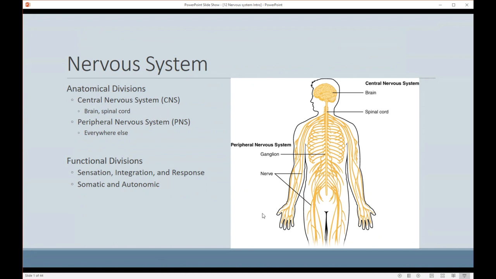Okay. Then we also have functional divisions, okay? So we have the sensation. Remember that sensation is what's happening on the outside. Integration is how do we process it. And then the response, okay, is what are we going to do about it? And then we also have somatic and autonomic. So somatic, that's the things that we're aware of. Autonomic, we're not, okay?